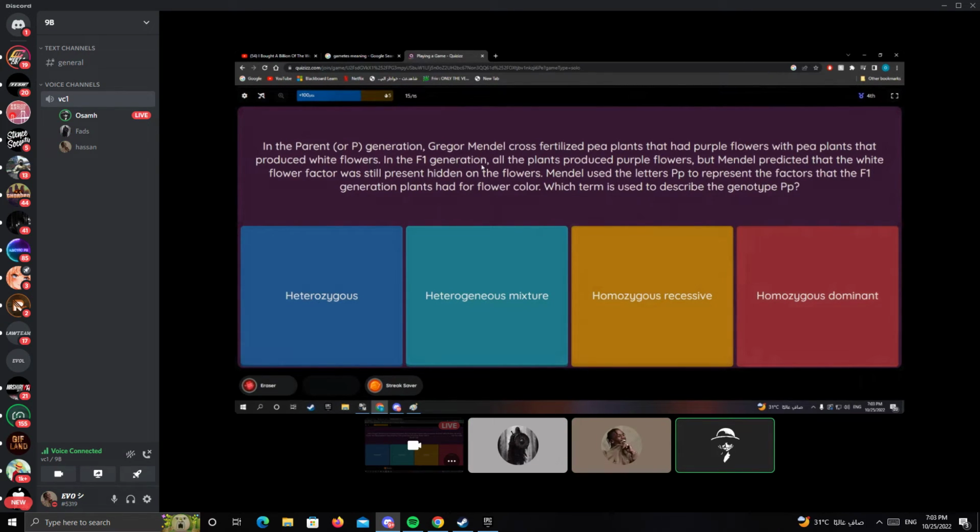In the P generation, Gregor Mendel cross-fertilized pea plants that had purple flowers with plants that produced white flowers. In the F1 generation, all the plants produced purple flowers, but Mendel predicted that the white flowers were still present, hidden. Mendel used the letter P to represent the factors that F1 generation pea plants had for flower color. Which term is used to describe the genotype PP?